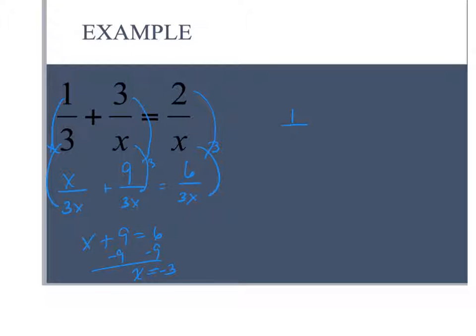So I have 1 over 3 plus 3 over -3 equals 2 over -3. I have to have a common denominator, so I'm going to make both these negatives. So I have a common denominator. And of course, yes, it does. -1 plus 3 does equal 2.